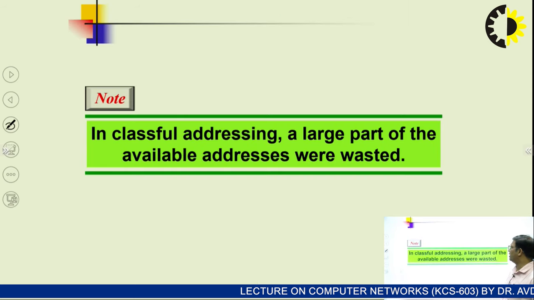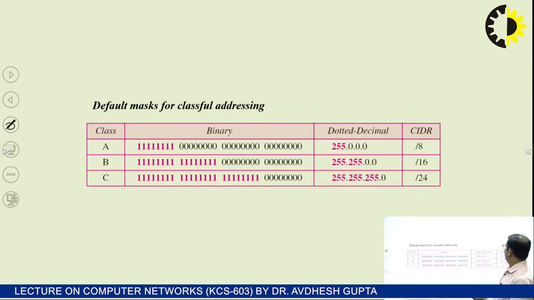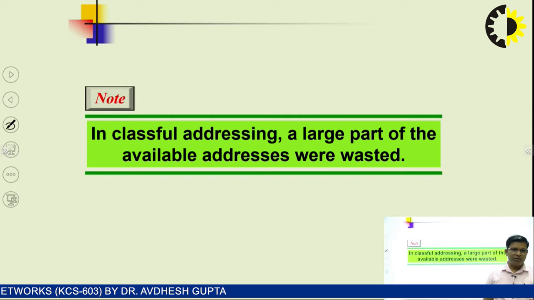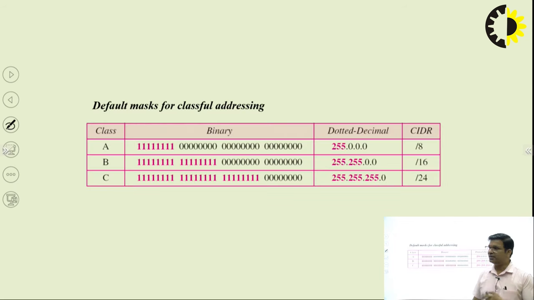So in classful addressing, a large part of the available addresses were wasted. How can we say that a large part of the available addresses are wasted? Just see this slide, that default mask.